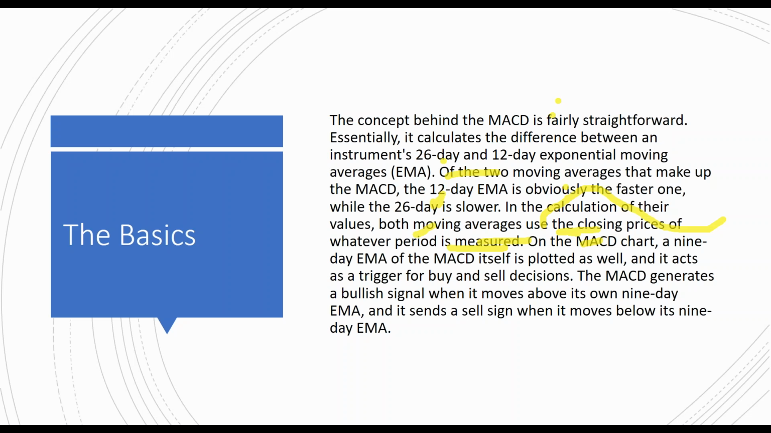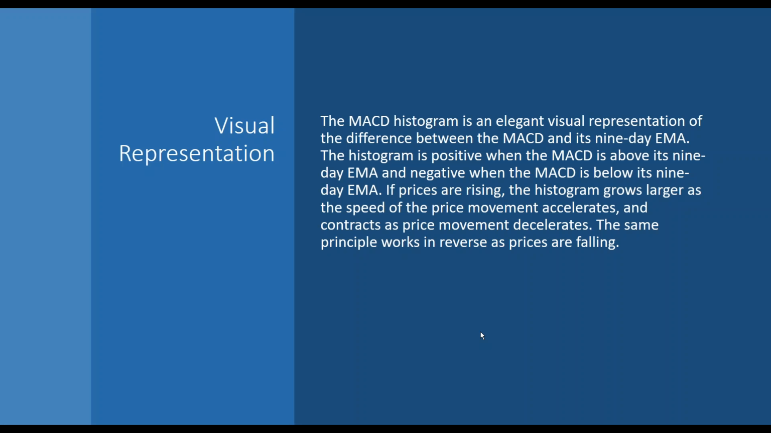Now that we've done the calculations to come up with the MACD line, we have to move forward. The MACD generates a bullish signal when it crosses above its own 9-day EMA, and it sends a sell signal when it moves below its 9-day EMA.